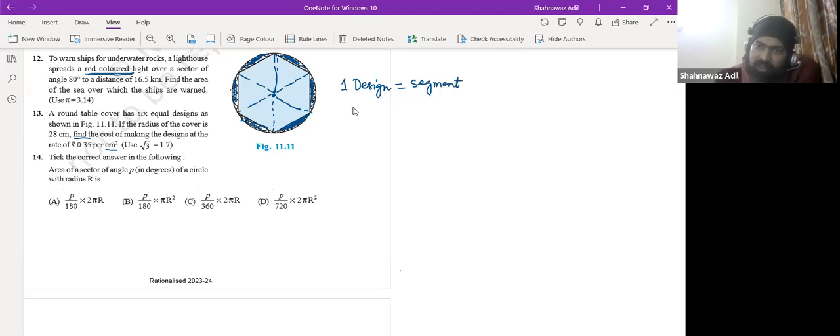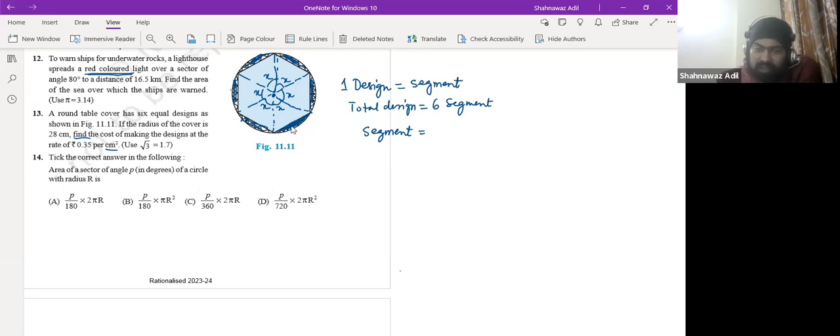So we have to find out the area of the segment, and the total design is 1, 2, 3, 4, 5, 6, 6 segments. So we have to find out the total design. So we have to first find out the segment. What is the area of the segment? Area of a segment is the area of the minor sector minus the area of the triangle.